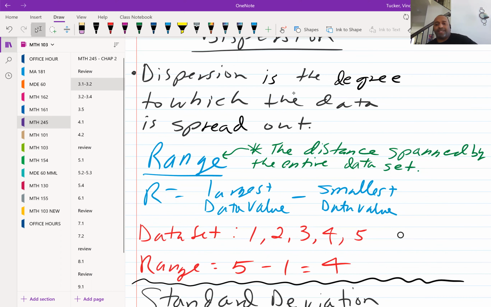And then your range is the distance spanned by the entire data set. Just take the largest value, subtract the smallest value. So we take our data set of 1, 2, 3, 4, 5, and you want to know the range of your data set. You would do 5 minus 1, which would be 4.